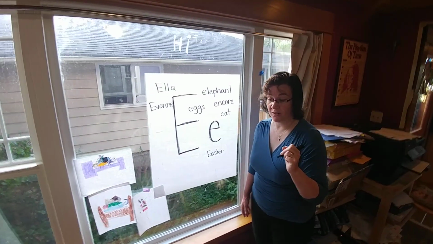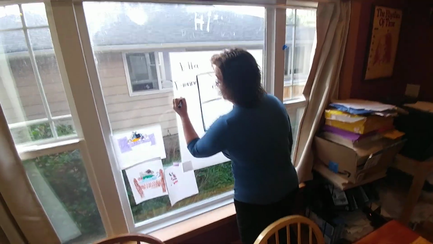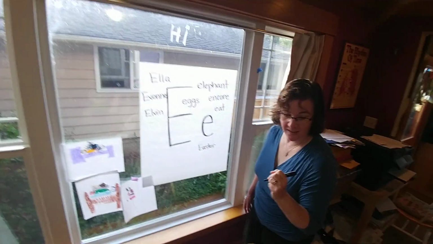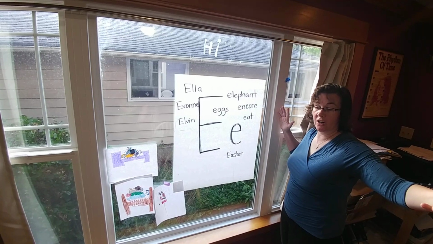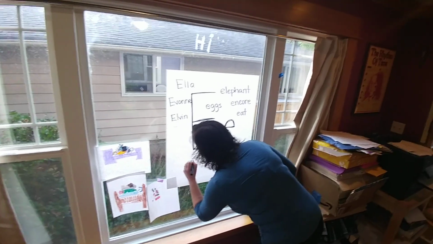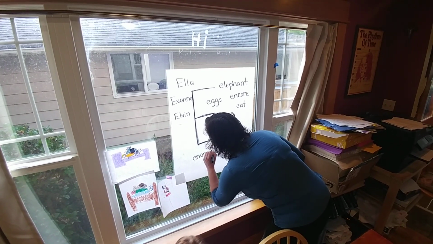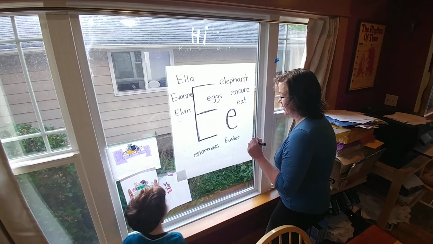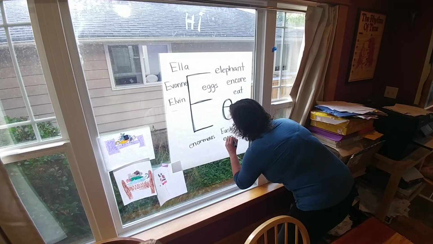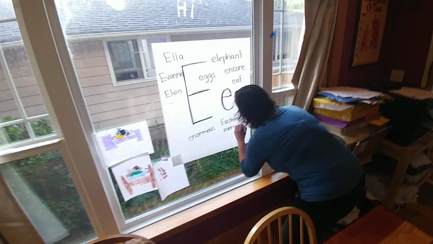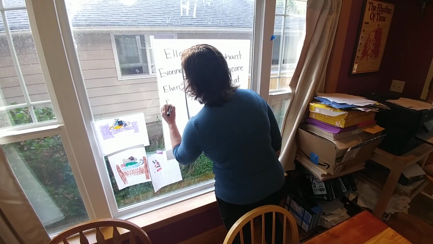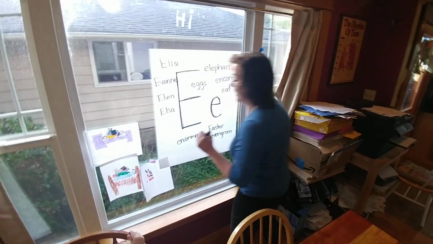Those are some of our E words. What was the name of the elephant? Elvin. What else? Elephant. If you're really, really big, you're enormous. And what are the trees called that never lose their leaves? Evergreen. And the cat's name has an E at the starting. What's our cat's name? Elsa. We have a cat named Elsa. Elsa starts with an E.